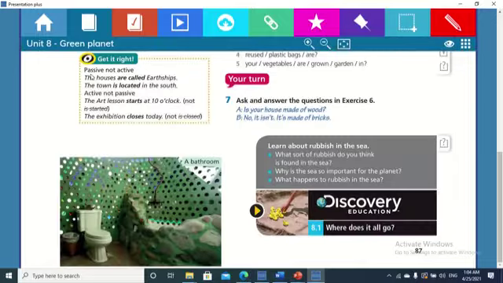So get it right. Passive, not active. The houses are called earthships. The town is located in the south. Active, not passive. Sometimes we don't need the passive form. We usually use active in forms just like the art lesson starts. It's not started. Starts at 10 and the exhibition closes today. It's not closed. It closes today.